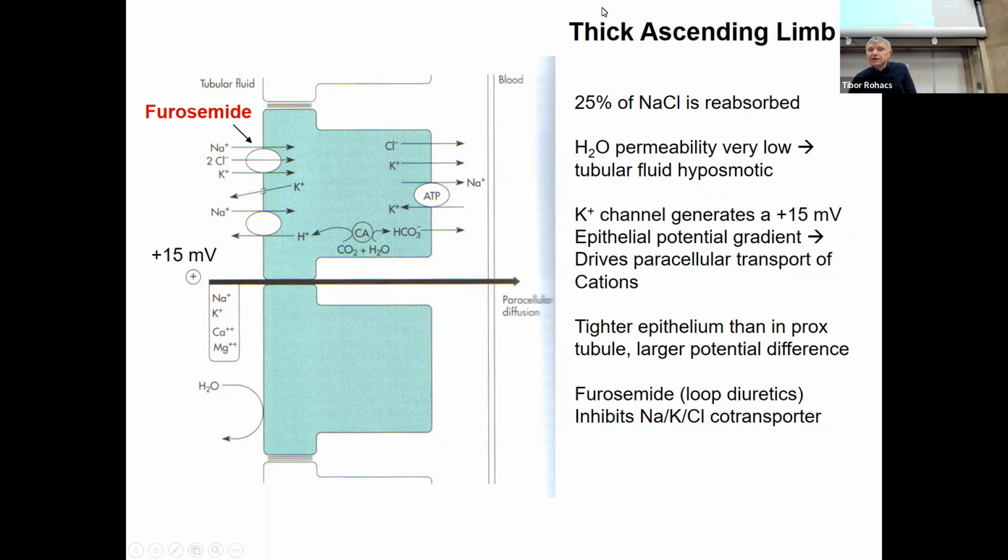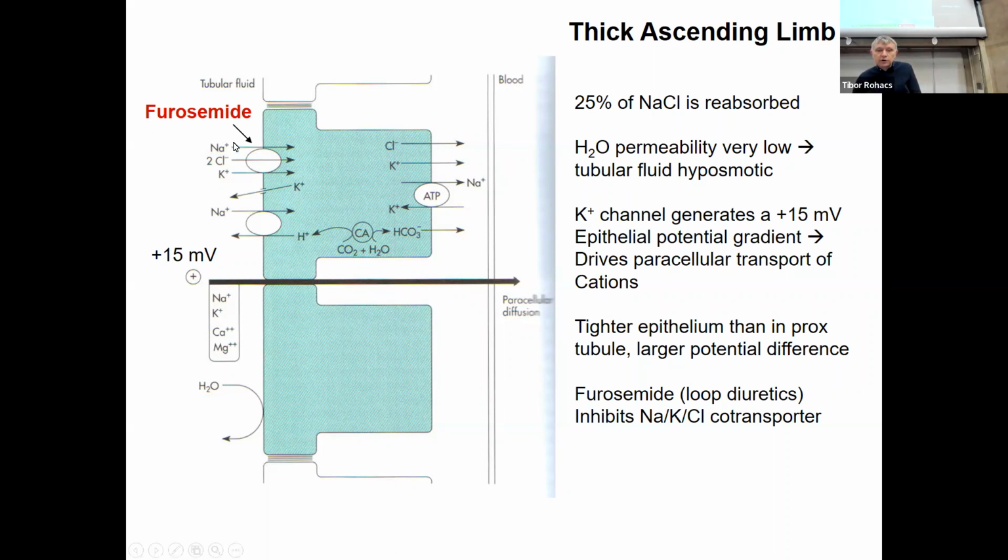But now we get to the last segment of the loop of Henle, which is the thick ascending limb. This is a very important segment for many reasons, including sodium reabsorption. And what you have here is the famous sodium chloride potassium cotransporter, which is sensitive to furosemide. Furosemide is the most potent diuretic. The reason is that it inhibits the sodium chloride potassium transporter, and this segment of the nephron reabsorbs 25% of sodium chloride via this single mechanism. And if you block that, you can have a very profound effect on sodium balance.